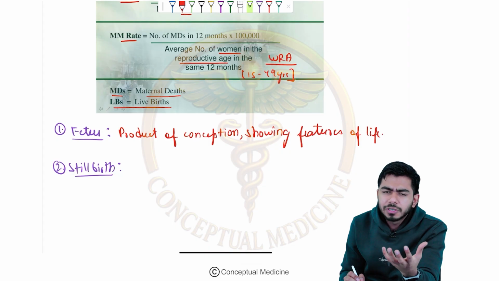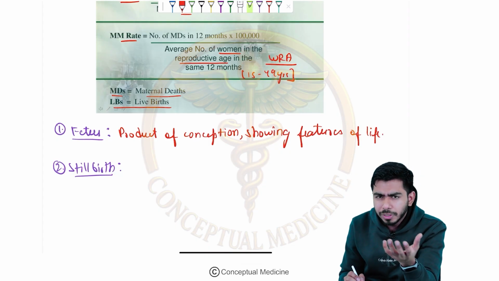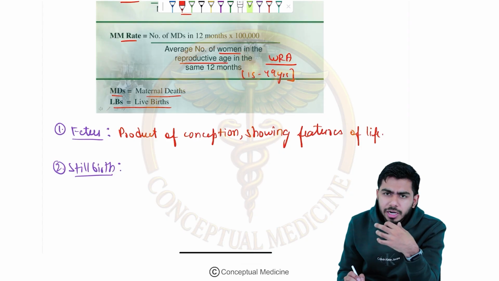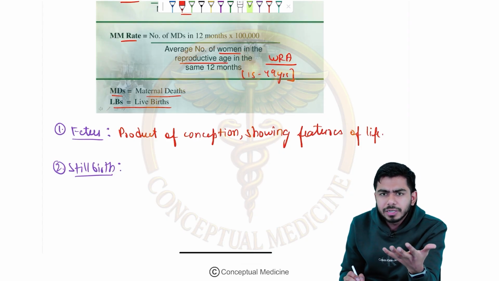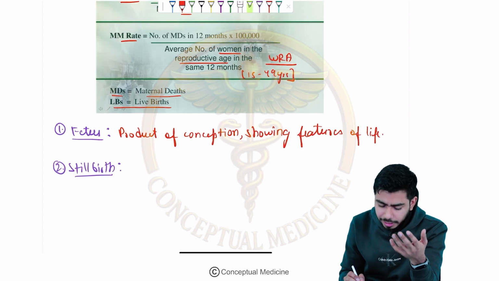But usually if it is less than 28 weeks of gestation, then probably this baby will not be able to make it. And if it is after 28 weeks, then we are having some apparatus, so still the baby can be saved at that point of time.